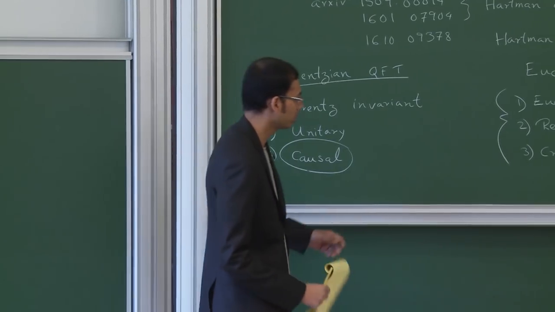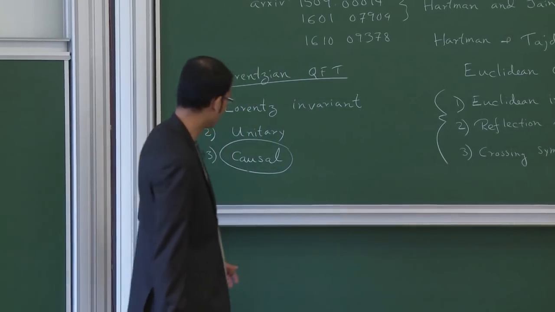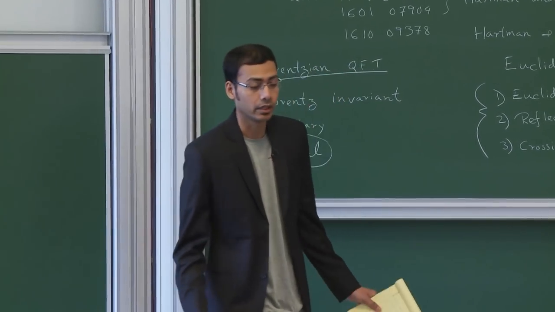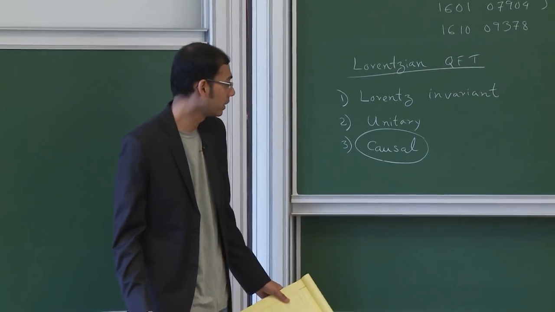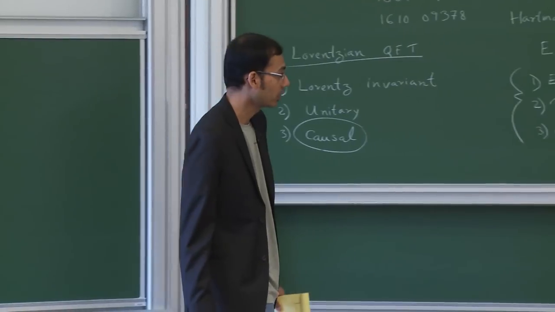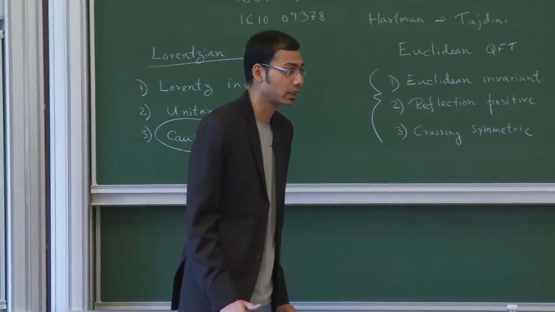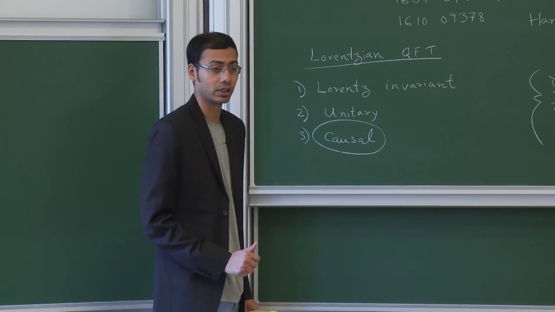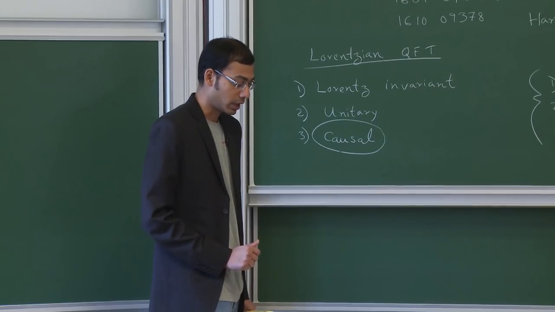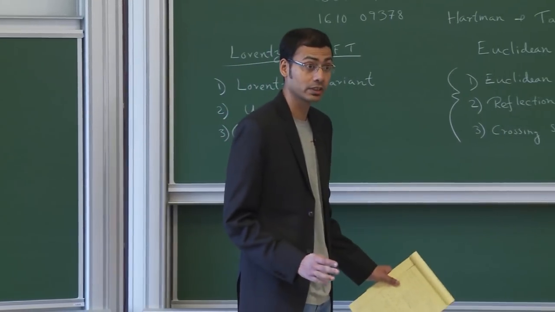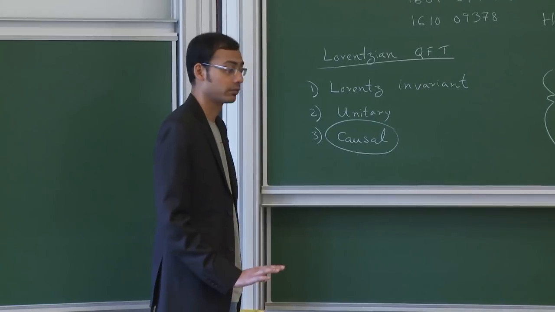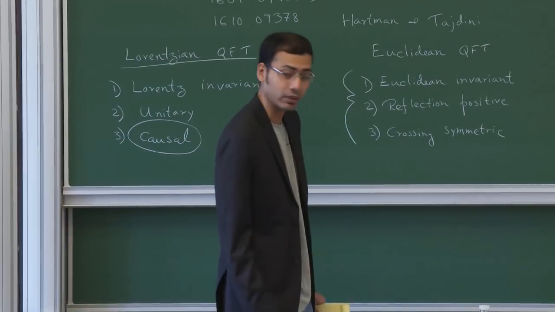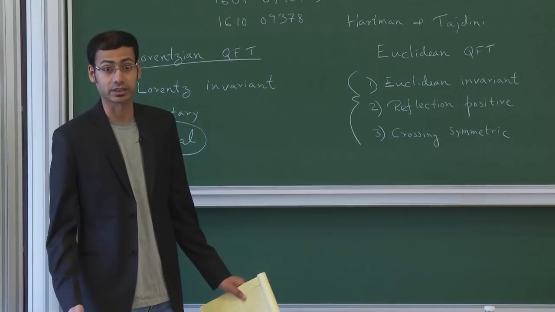Before I proceed, let me make a couple of comments on causality. Causality is a Lorentzian concept for obvious reasons. If you want to talk about causality, you need to have light cones. The main point that I want to focus on in these lectures is the following. Causality can impose non-trivial constraints on quantum field theories in Lorentzian signature. There are Lorentz invariant quantum field theories which actually violate causality, and I'll give you one example.